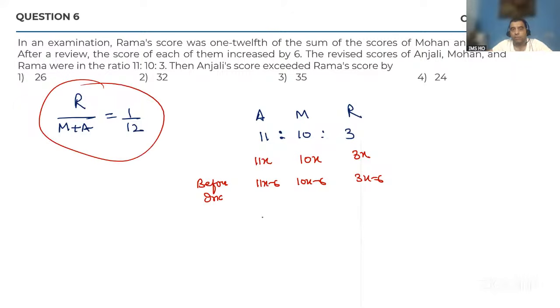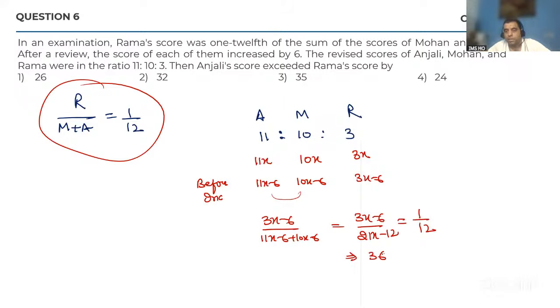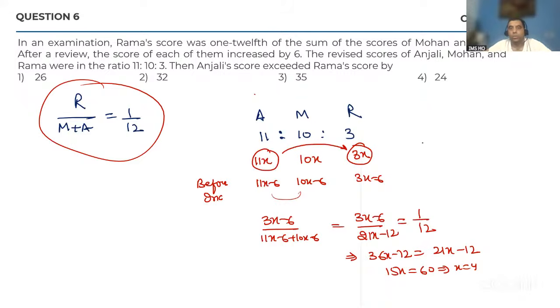That means, according to the question, 3x minus 6 upon the summation of these two, that is 11x minus 6 plus 10x minus 6, which is 3x minus 6 upon 21x minus 12. The ratio is given as 1 by 12. When you cross multiply, we end up getting 36x minus 72 equals 21x minus 12. You solve this, it will be 15x equal to 60, which implies x equal to 4. With x equal to 4, their scores are 11x and 3x, so the difference between these two is 8x. By putting x equal to 4, it's going to be 32.